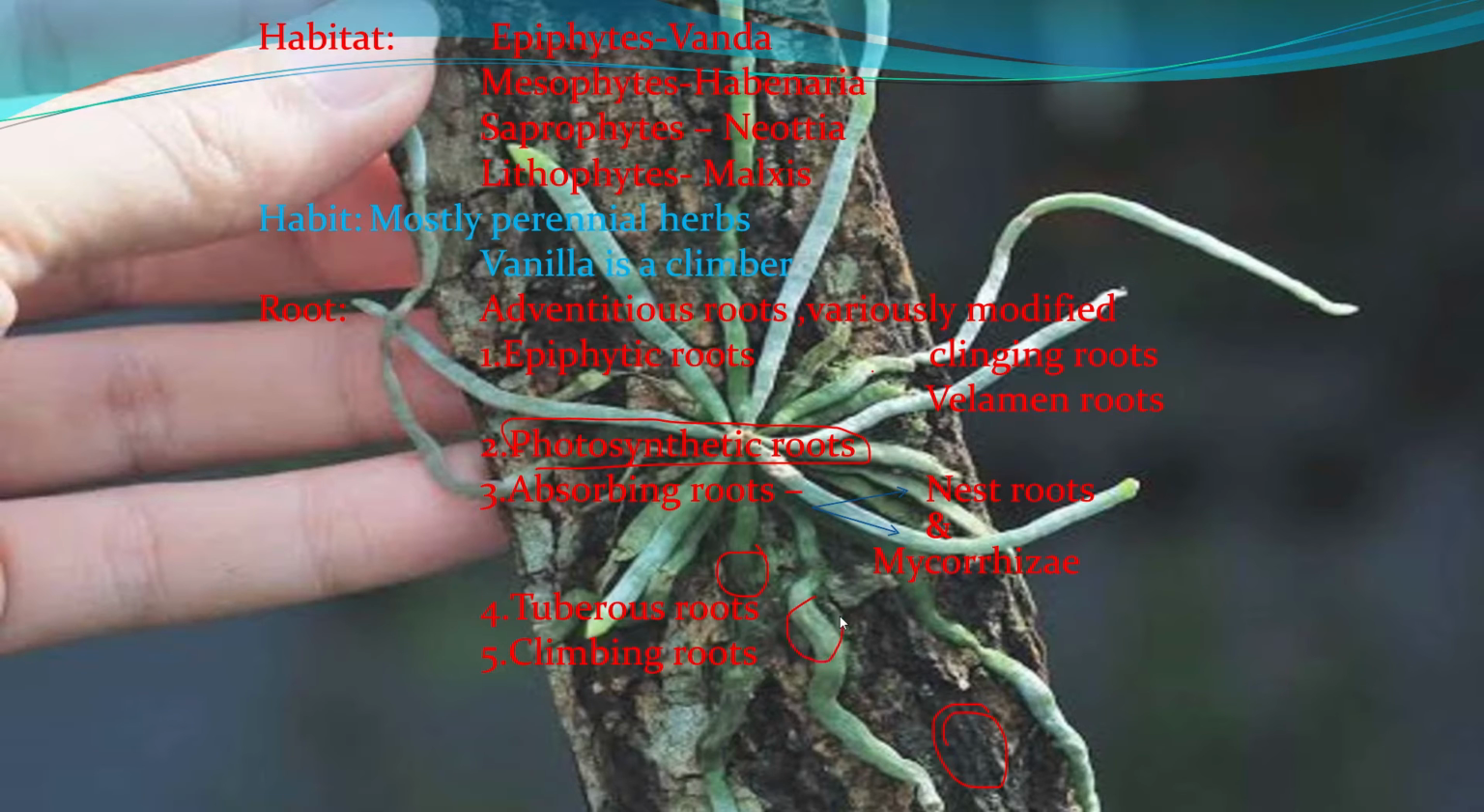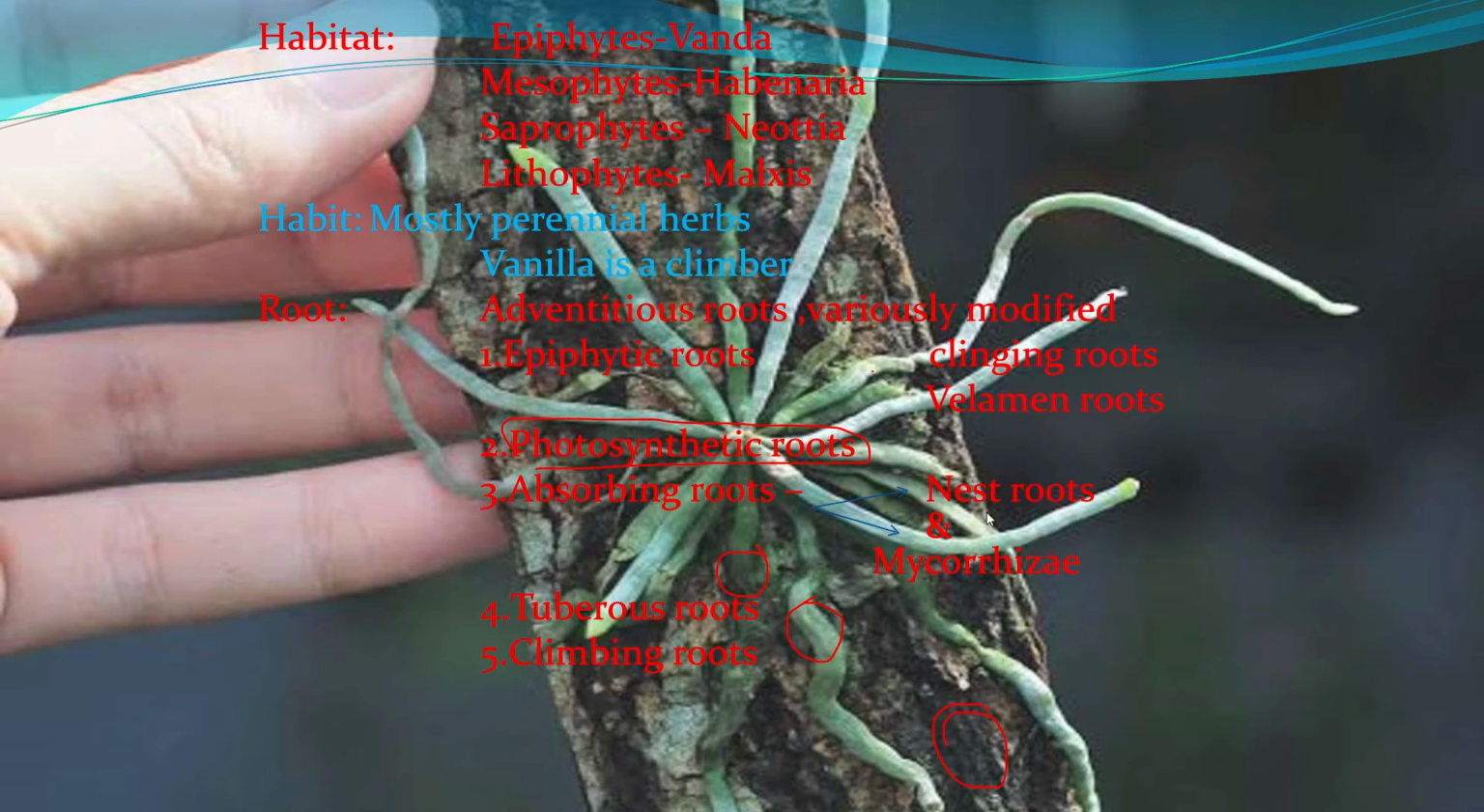These are the roots in Taeniophyllum. The roots are green in color because they have chlorophyll. It is useful for photosynthesis. They are called photosynthetic roots. Next, the third one is absorbing roots.